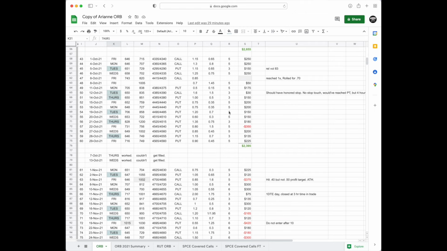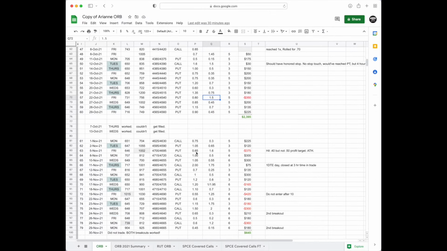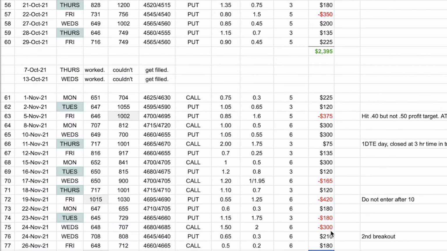So let's see, my best month was this month right here. I only had one loser. I entered at 80 cents. I stopped out at $1.50. I was in for 5 contracts. The rest of the month went great. And here's November, my worst month. I feel like that was also a bad month for me in 2020. But anyways, I had 1, 2, 3, 4, 5, 6 losers.